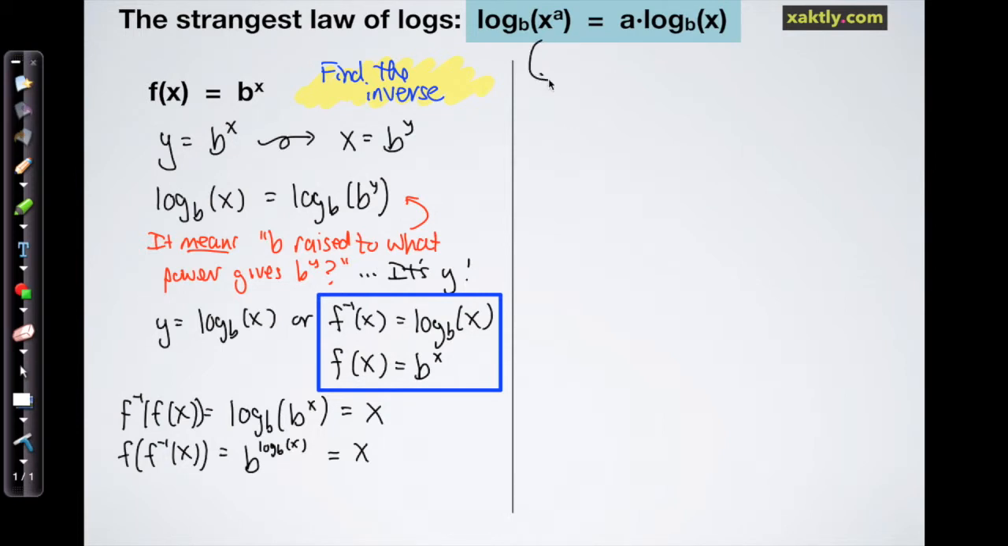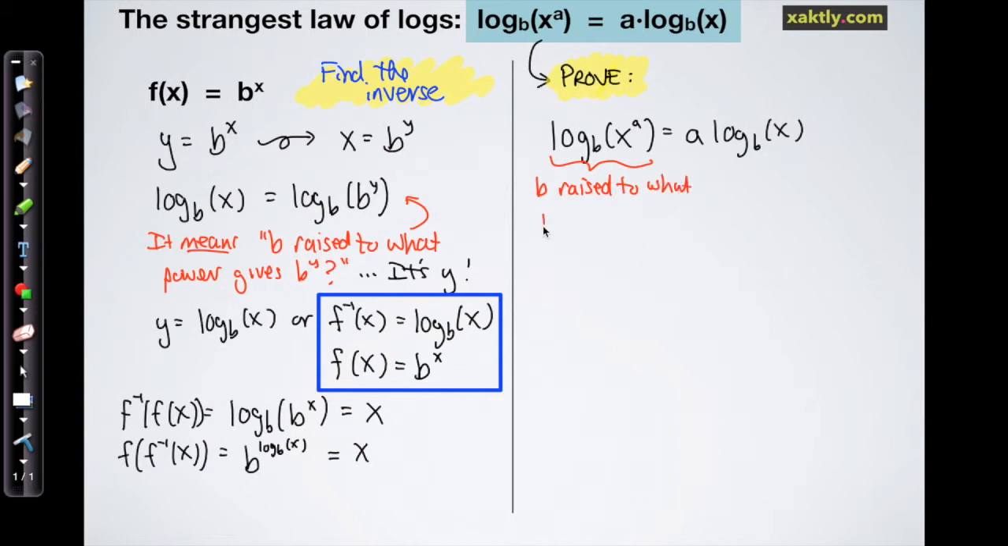All right, now let's look at that law of logs in blue above, and let's try to prove it using what we know so far. So we'll just rewrite this. Log base b of x to the a is equal to a times the log base b of x. Now it's this thing on the left side that's kind of tricky. We know what the expression means. It means b raised to what power gives us x to the a. That's the thing that's difficult to wrap our heads around.